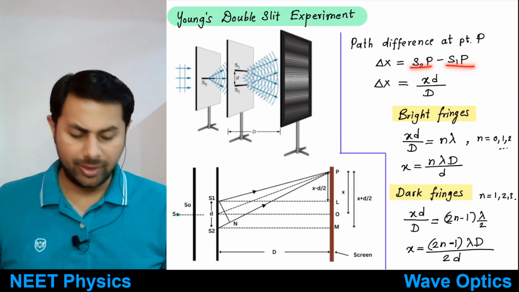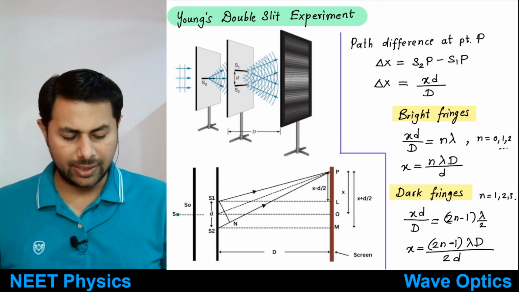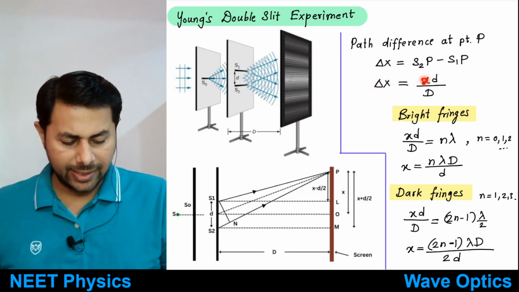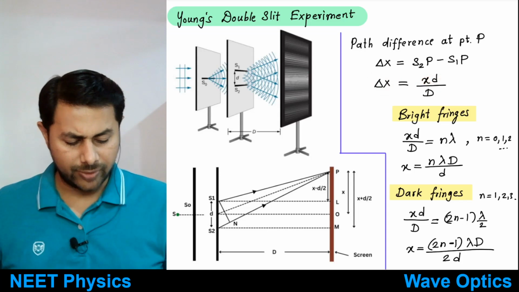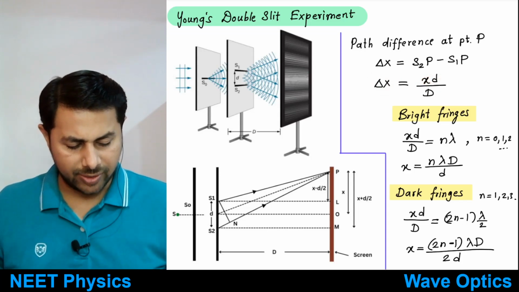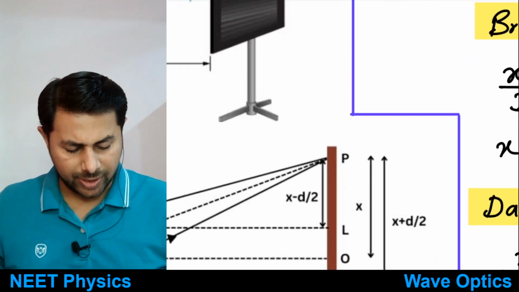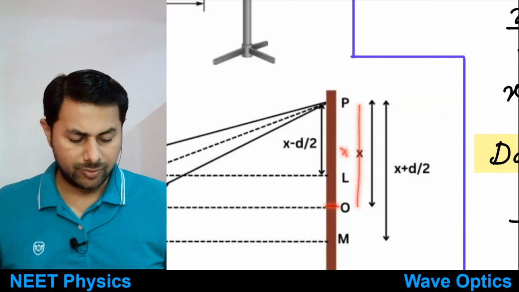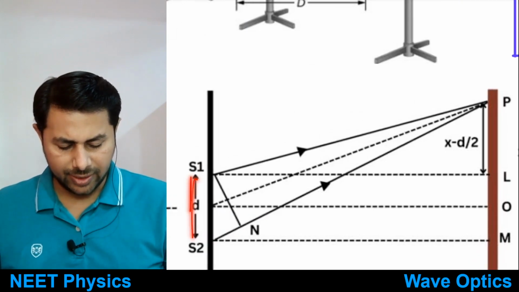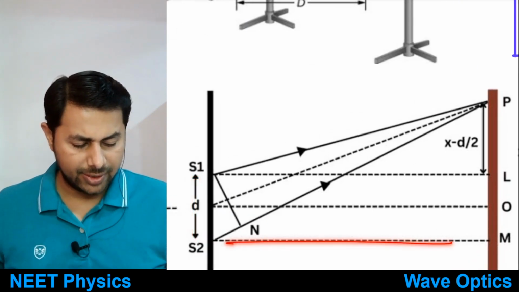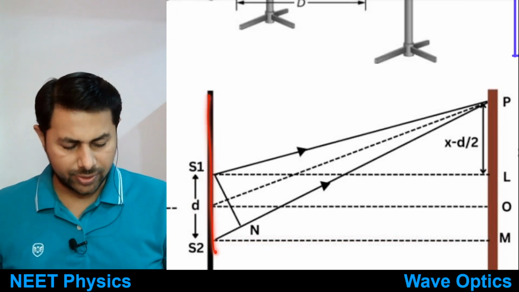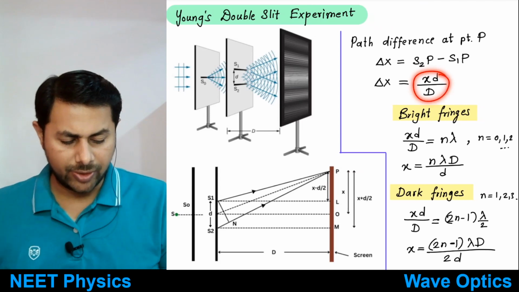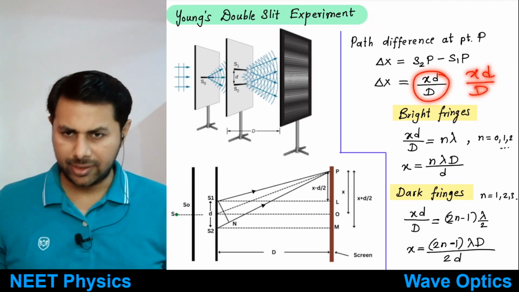S2P minus S1P, and we can find out that this path difference would be equal to x times small d by capital D. Okay, so what is x? x is the distance of this point P from the center of the screen. What is small d? Separation between these two sources. Capital D is the separation between the sources and the screen, right? So the path difference is x times small d upon capital D.